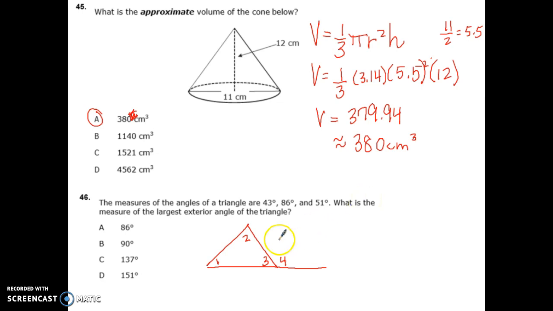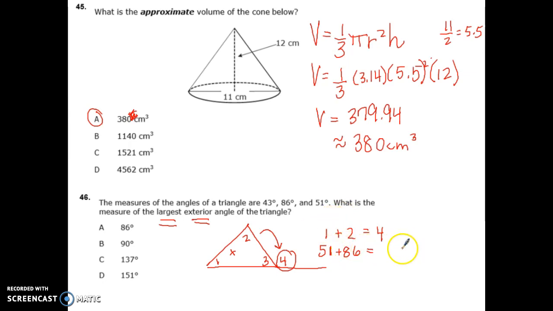Okay. And the remote interior angles, 1 plus 2 is equal to 4. So if we want the largest exterior angle, then we want the largest interior angles on the inside. So we're going to let 1 be 51 and then let 2 be 86, because that's going to give us the largest exterior angle right here. So we know that these two give us this right there. Yes, add it to your picture.